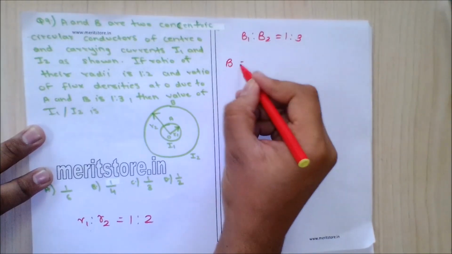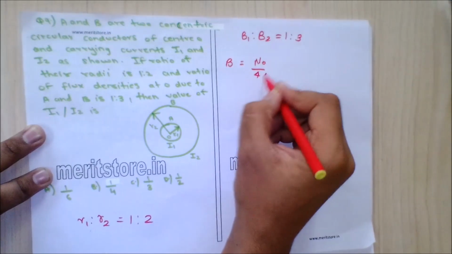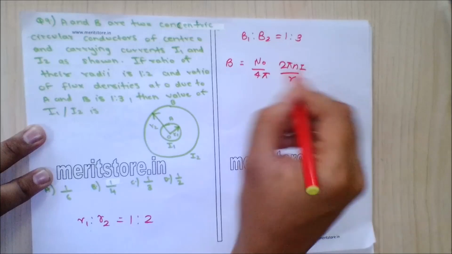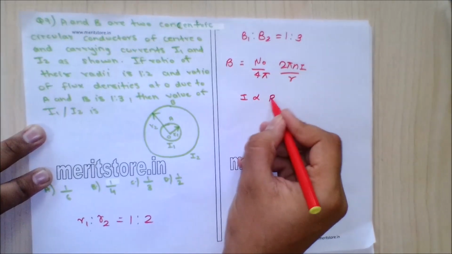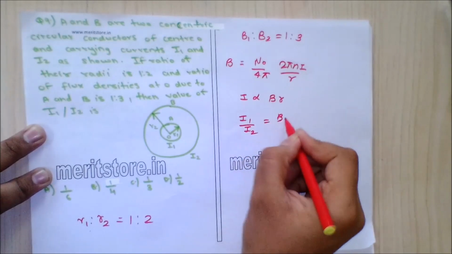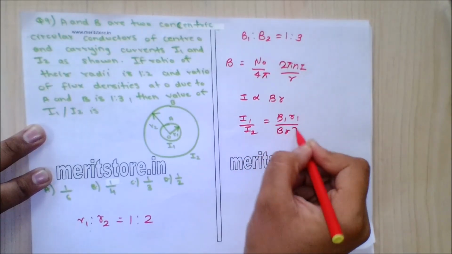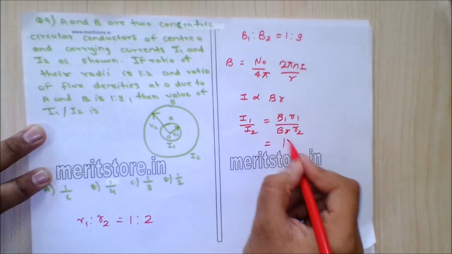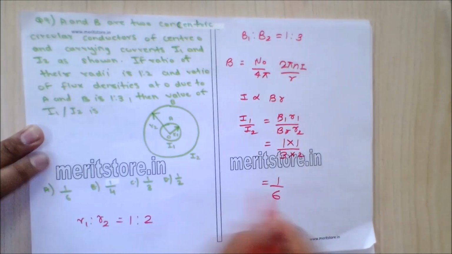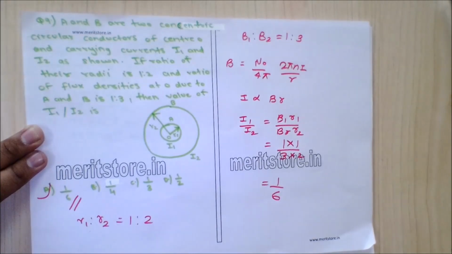We know the formula for B, magnetic induction, is mu 0 by 4 pi, 2 pi N I upon R. So I is directly proportional to B R. I1 upon I2 is equal to B1 R1 upon B2 R2, which is equal to 1 into 1 upon 3 into 2, that is 1 by 6. So option A, 1 by 6, is the correct answer.